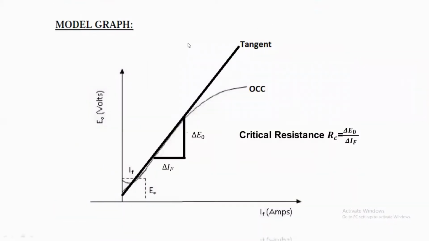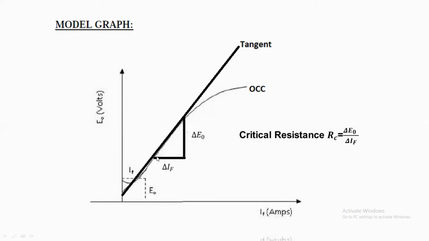Finally, draw the graph as per this model graph, E0 versus IF, that is generated EMF versus field current. The graph is like this. That characteristic is called the open circuit characteristic of the self-excited DC shunt generator. Here, this characteristic does not start from the origin, it starts from some point due to the residual magnetism, because at this point the field current value is 0. Due to the residual magnetism, it produces some voltage.